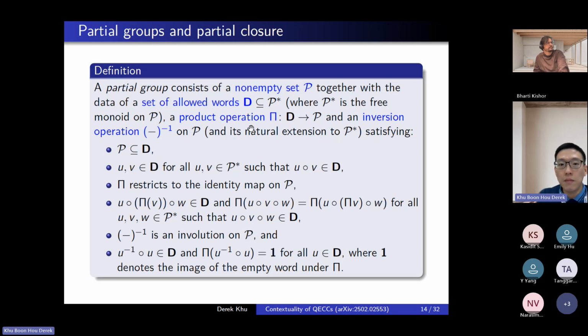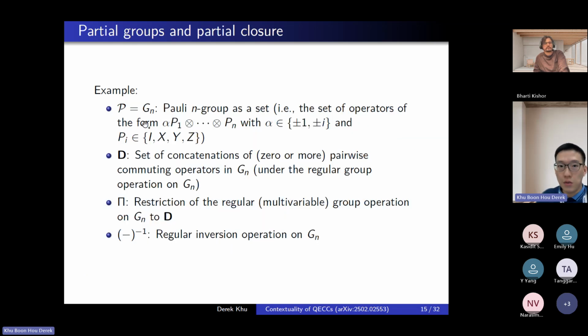Maybe an example would clarify this definition. In the case of a Pauli group, you could set the set P to be the Pauli n group, basically all possible Pauli operators along with the phase. And D, the set of allowed words, would be any possible concatenation of pairwise commuting operators. So you only allow products of things which commute with each other. The product will be the regular group product, and the inverse will be the regular inversion. In this way, we get a partial group where we restrict products to only the ones that commute with each other.